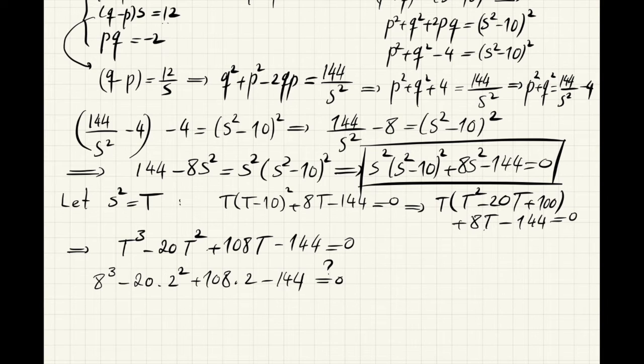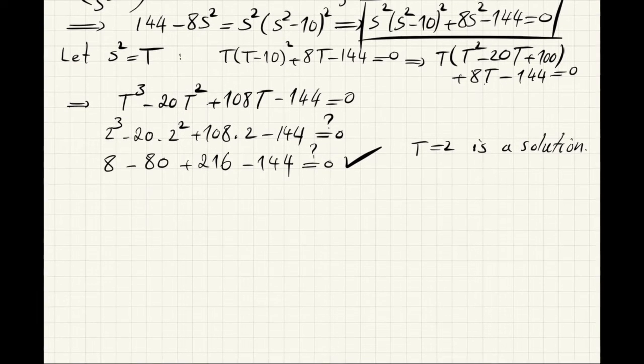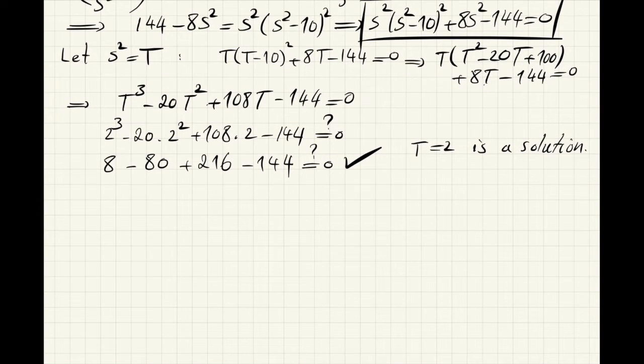Sorry, this is not 8 to the power 3, I made a mistake. I'm supposed to put 2 to the 3, which becomes 8, and then this becomes 80, this becomes 260, and this becomes minus 144. Is that equal to 0? It's minus 72... Yes, so that's equal to 0, that's correct. So it means that t equal to 2 is a solution of this equation. And then since we are supposed to find all possible values, I use the long division method to find the other solutions.